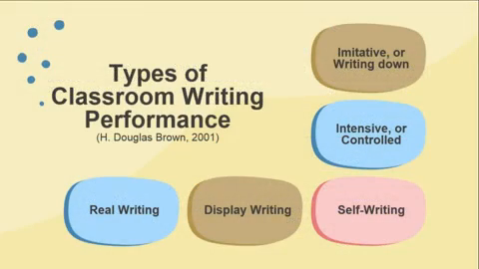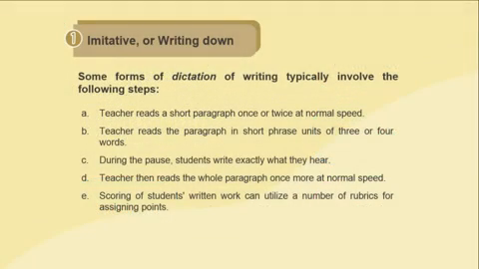Okay, now we are going to the next material. According to Douglas Brown 2001, there are five types of classroom writing performance. The first is imitative or writing down. The second is intensive or controlled. The third is self-writing. The fourth is display writing. And last is real writing. And then let's talk about the first type.